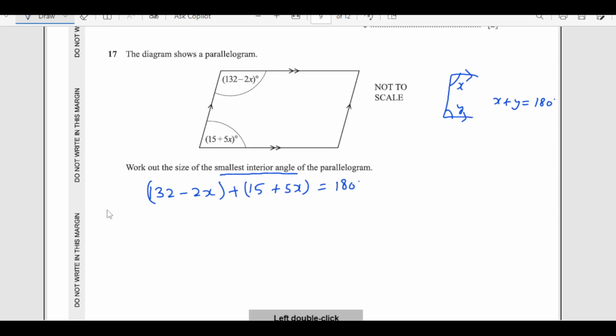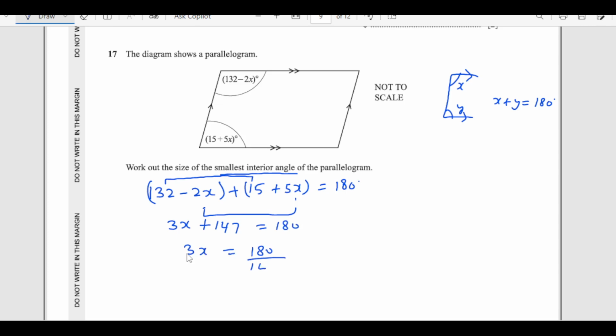Now we are just going to expand the brackets by combining the like terms. 132 plus 15, and then negative 2x plus 5x. Negative 2x plus 5x is 3x. Then adding these two, we have 147. So 3x is 180 minus 147.